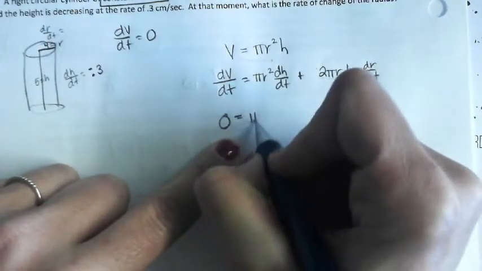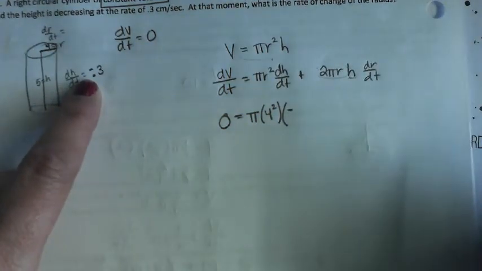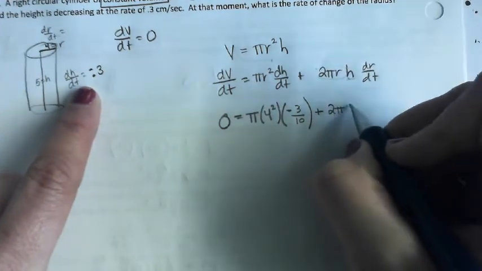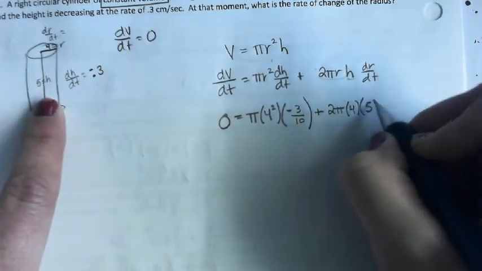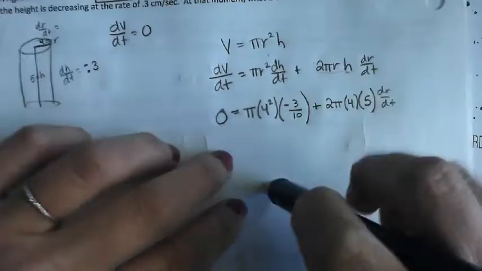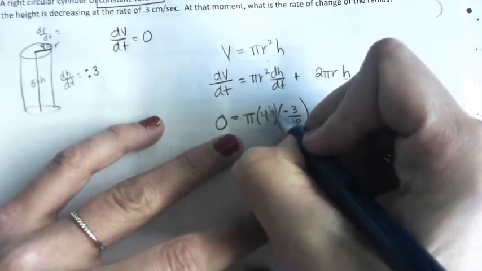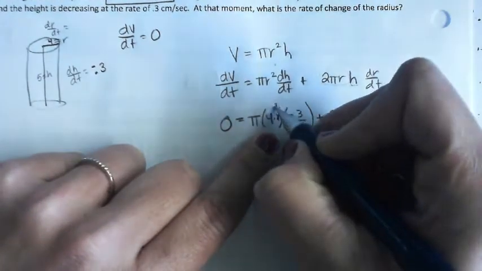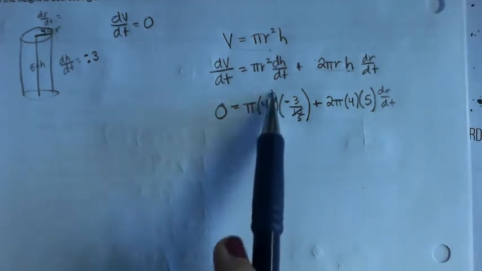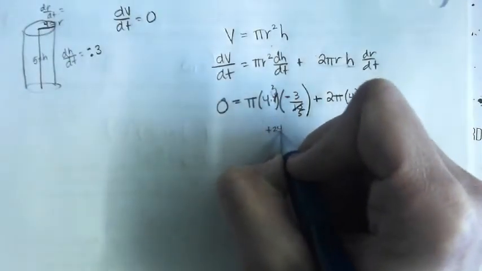So we have 0 equals pi 4 squared, negative... I don't like decimals mixed, I would make that a 3/10. That's just my advice. You can do what you want. This 4 squared I'm going to write as 4 times 4 so that I can reduce this 4 and 10 just a bit. So that would be 2 and 5. So this is 8 times negative 3, which is negative 24/5 pi. So I have to add that 24/5 pi over.